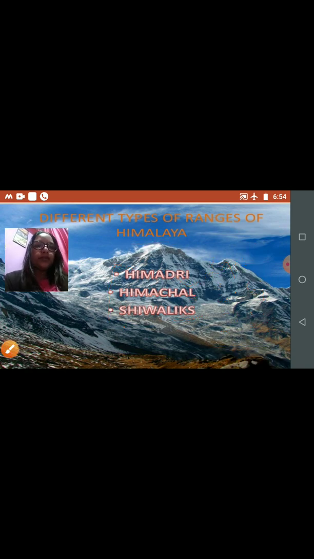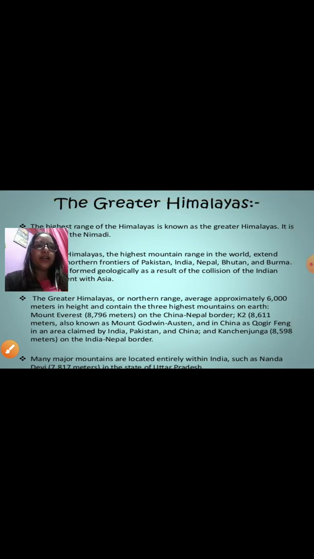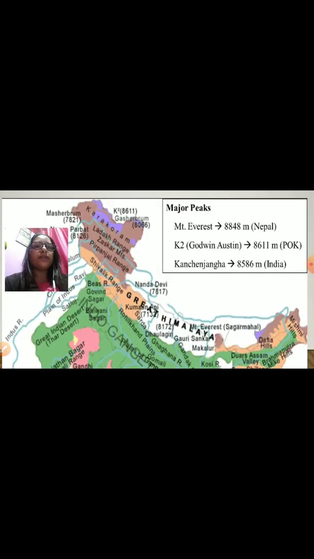Now we will see the Greater Himalayas or the Himadri. Here are some facts: the important mountain peaks, their names, heights, the area it covers. All the information is here, you can go through it, but I will explain with the help of the map.